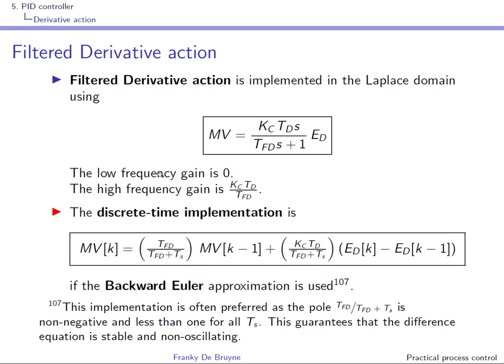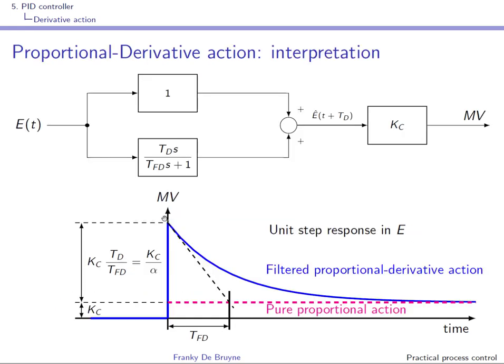But you can also see that the low frequency gain, obtained by replacing s by 0, is indeed 0, and this is why the steady state MV corresponding to this filtered derivative action is 0. So this means that this filtered derivative action is an action that is vanishing with time.